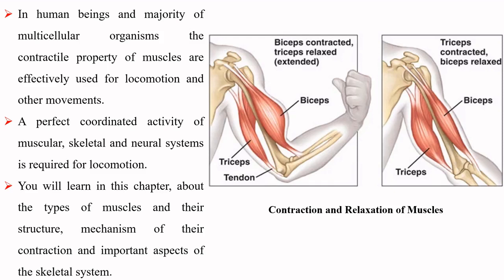In human beings, as in the majority of multicellular organisms, the contractile property of muscles is effectively used for locomotion and other movements. A perfectly coordinated activity of musculoskeletal and neural systems is required for locomotion. You will learn in this chapter about the types of muscles and their structure, mechanism of their contraction, and important aspects of the skeletal system.